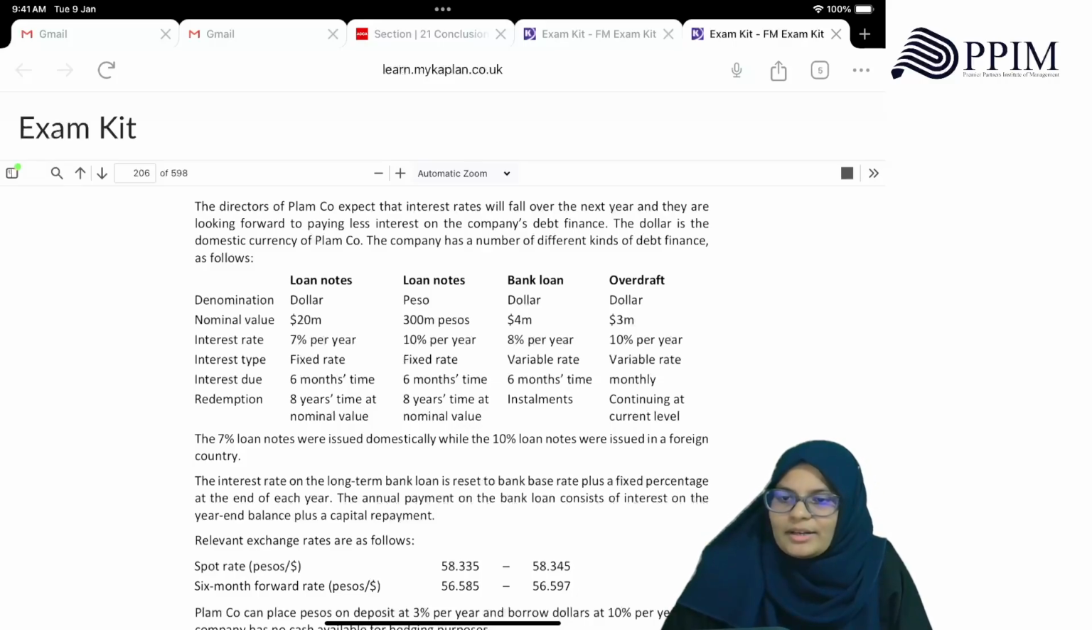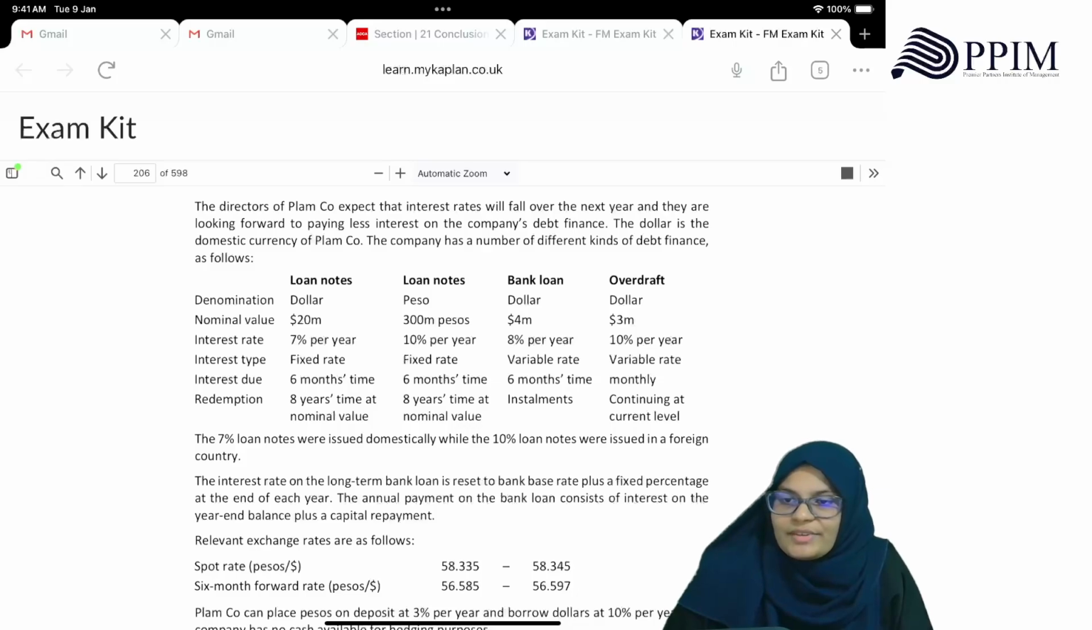Bank loan $4 million, 8% per year. Here you can see it's a variable rate. So the fact that interest rates are dropping will actually benefit the company for the bank loan. Okay. 6 months time interest is due and redemption is in installments.